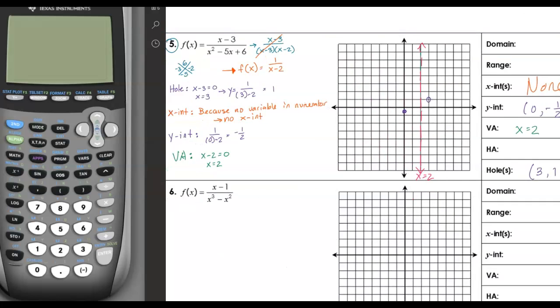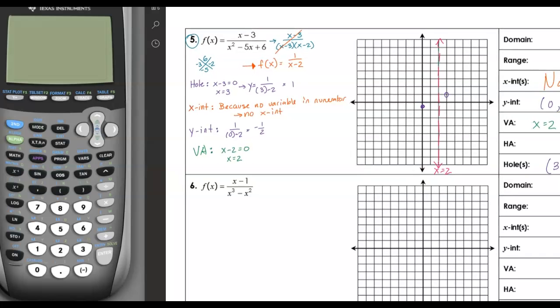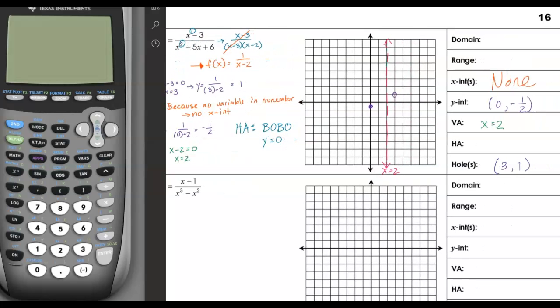Then my horizontal asymptote, remember, is when we look at the original and we ask ourselves about the exponents. Do I have bigger on top, bigger on bottom, or are the exponents the same? In this case, we have bigger on bottom, which means I have the asymptote y equals 0, which now makes sense why there are no x-intercepts, because I have an asymptote literally lying on the x-axis.